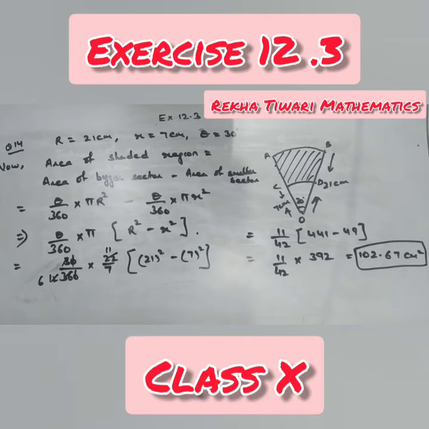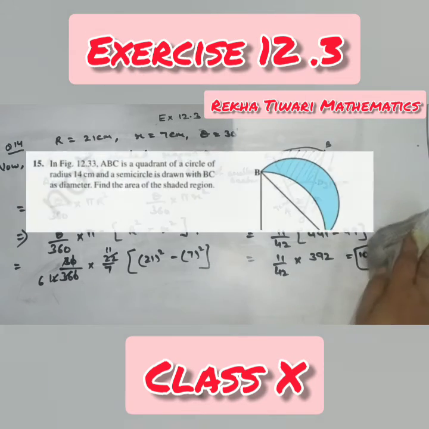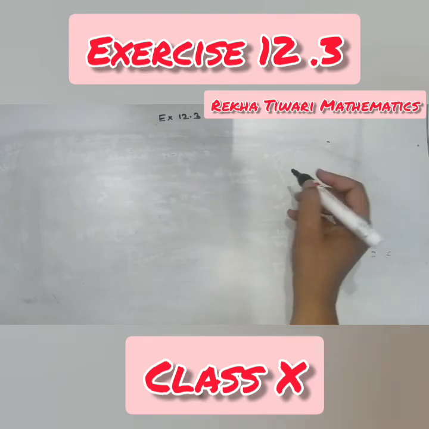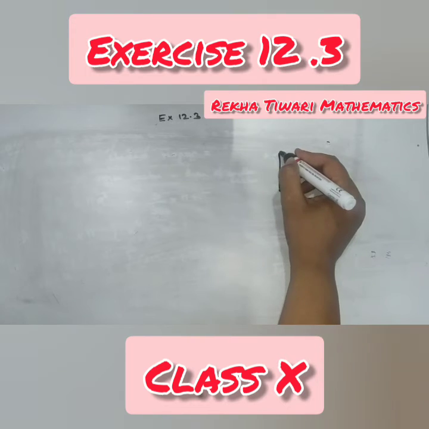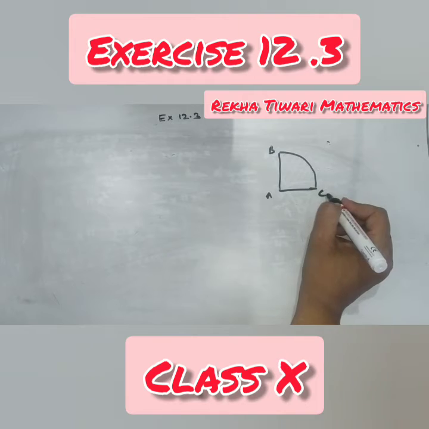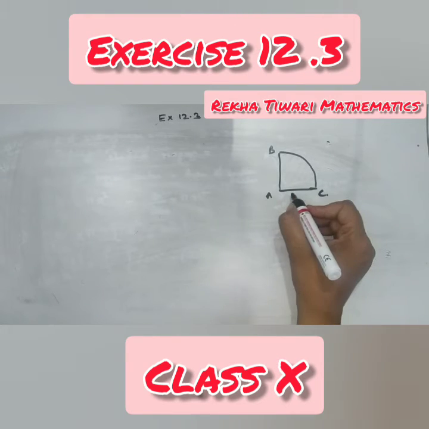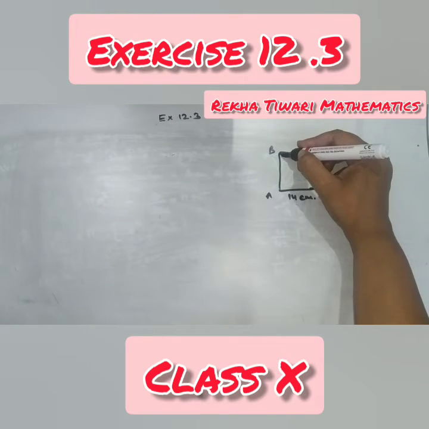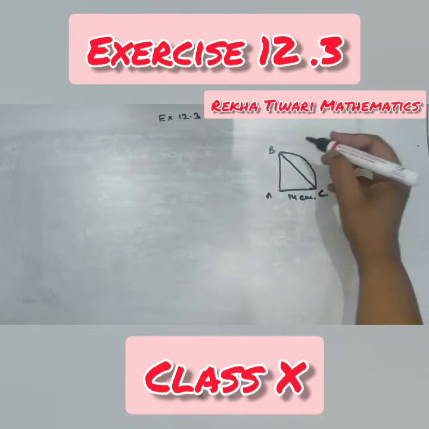Move to question number 15. In figure, ABC is a quadrant of a circle of radius 14 centimeter and a semicircle is drawn with BC as diameter. Find the area of the shaded region. ABC is a quadrant. A quadrant is given to you, ABC of radius 14 centimeter and a semicircle is drawn with BC as diameter. And if you consider BC as diameter, a semicircle is drawn.